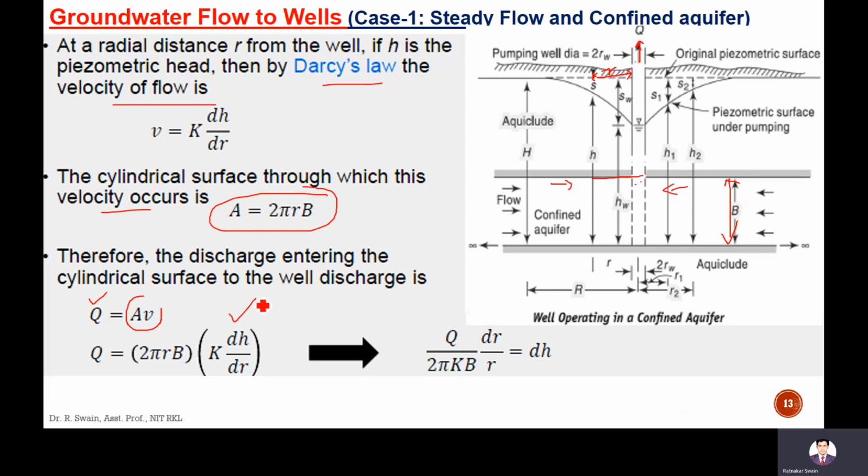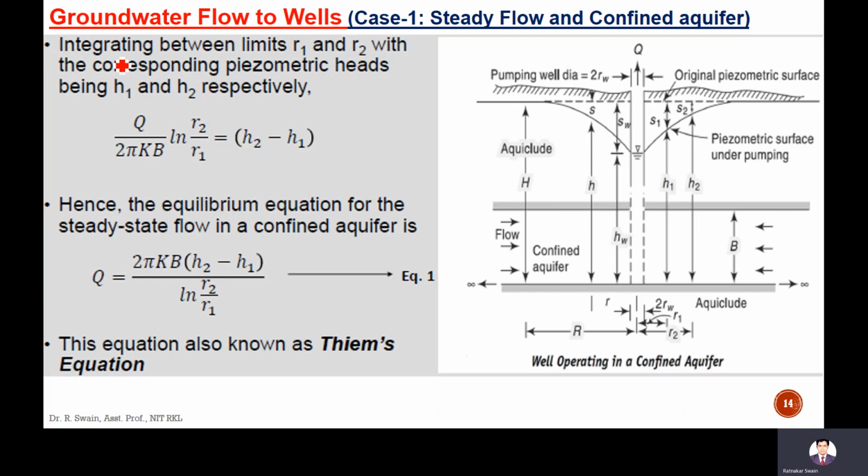So Darcy's velocity, if we use the area as 2 pi r b, then this will be q by 2 pi kb dr by r equal to ds. If we integrate between limits r1 and r2, let two points be considered, r1 and r2, with the corresponding piezometric heads h1 and h2, then it will be q by 2 pi kb ln r2 by r1, which will be equal to h2 minus h1.